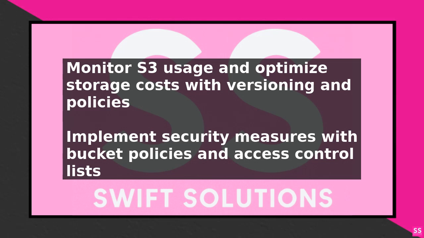Best practices for optimizing AWS Amplify S3 integration include monitoring your S3 usage and optimizing your storage costs, using versioning to track changes to your data, and using lifecycle policies to manage the storage class and retention period of your data. By following these steps and best practices, you can optimize your AWS Amplify S3 integration and build scalable and secure applications that meet your needs.